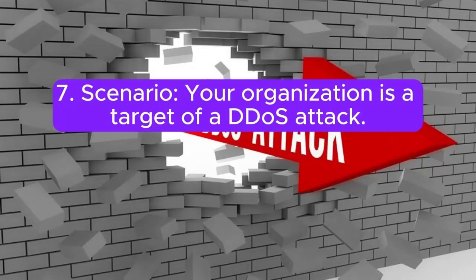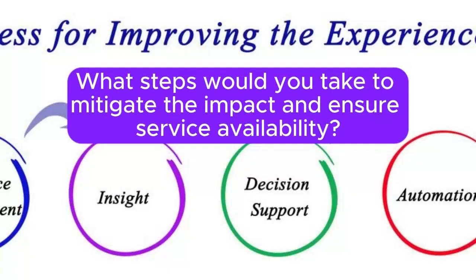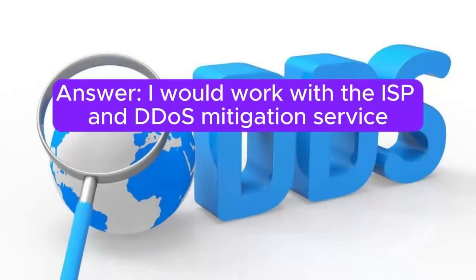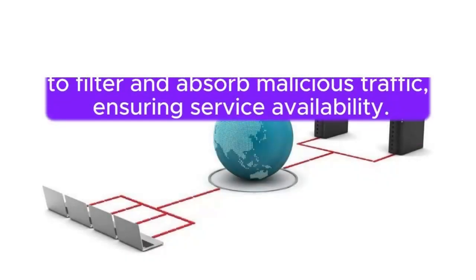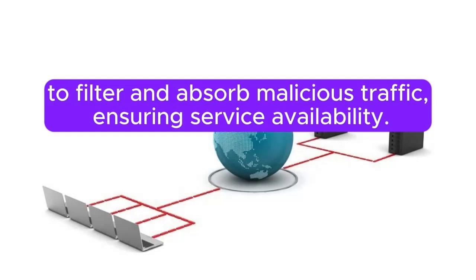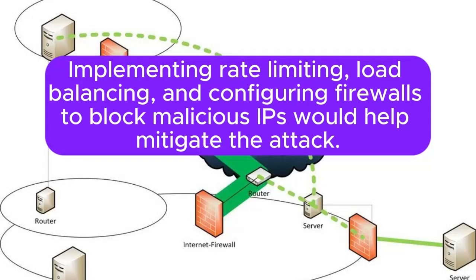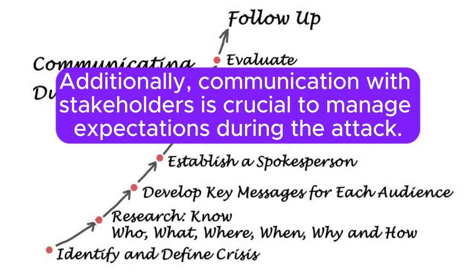7. Scenario: your organization is a target of a DDoS attack. What steps would you take to mitigate the impact and ensure service availability? Answer: I would work with the ISP and DDoS mitigation service to filter and absorb malicious traffic, ensuring service availability. Implementing rate limiting, load balancing, and configuring firewalls to block malicious IPs would help mitigate the attack. Additionally, communication with stakeholders is crucial to manage expectations during the attack.